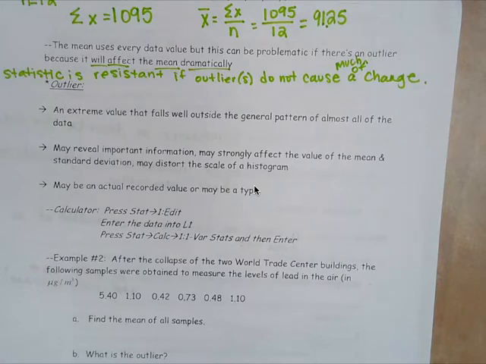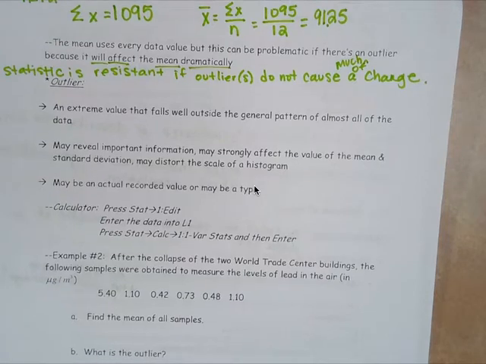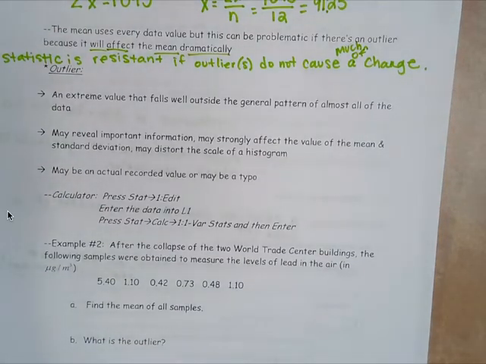The term outlier is pretty broad. When we get further into statistics, we will use a formula to determine if a number is truly an outlier or not. But basically, it's just an extreme value that falls well outside the general pattern of most of the data. It may reveal important information, and it may strongly affect the value of the mean and standard deviation, and may distort the scale of the histogram. And it may be an actual recorded value or a typo, so you have to be careful of that.